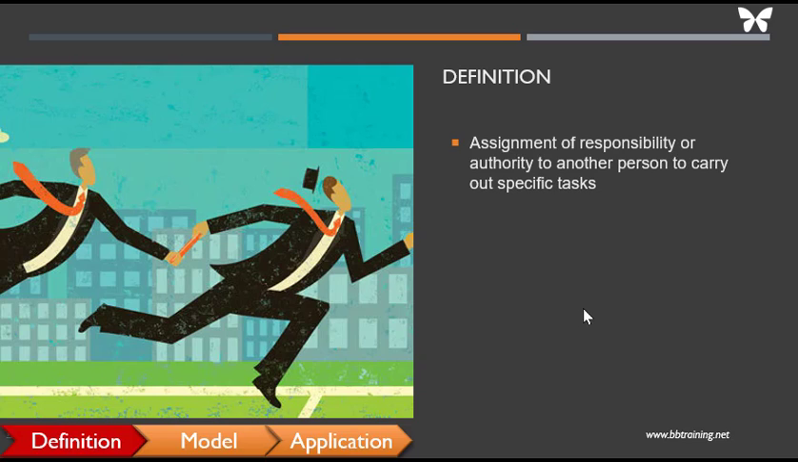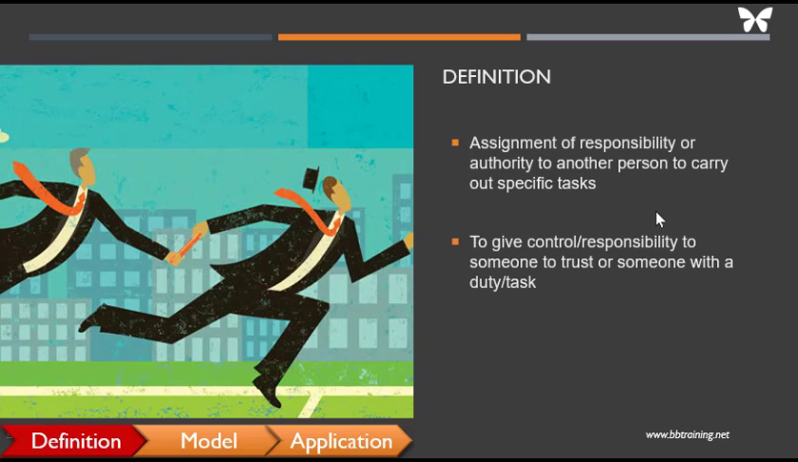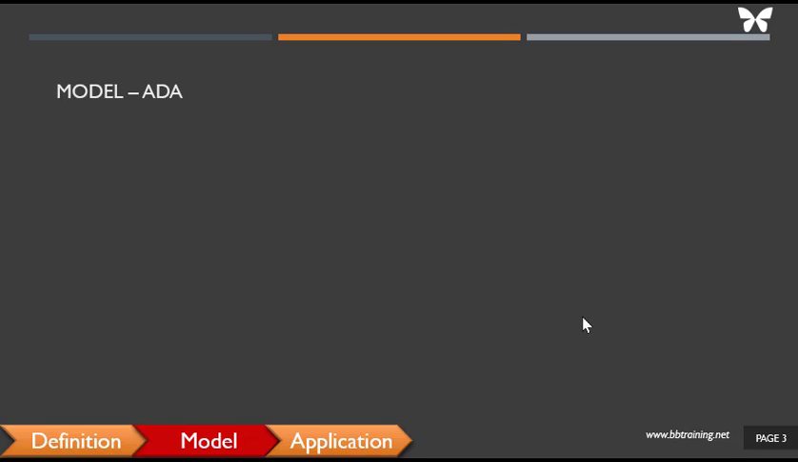So what is delegation? Well, it's an assignment of responsibility or authority to another person to carry out specific tasks. It is also to give control, responsibility to someone, to trust someone with a duty or task. So basically, when we are trusting somebody to get a job done, we are delegating them the job. So it's not only the task that we're delegating, we're also delegating the responsibility to the other person of getting the job done. So let us first understand the ADA model of delegation.